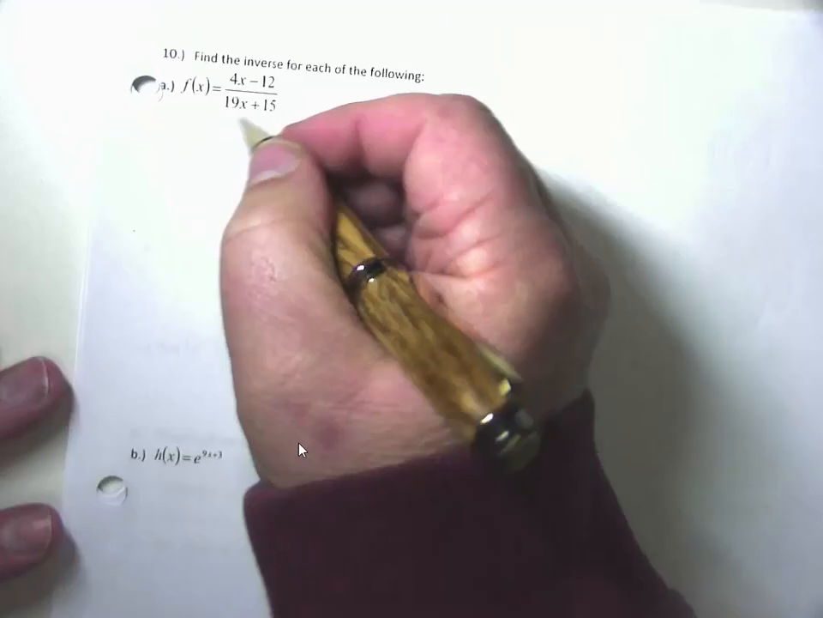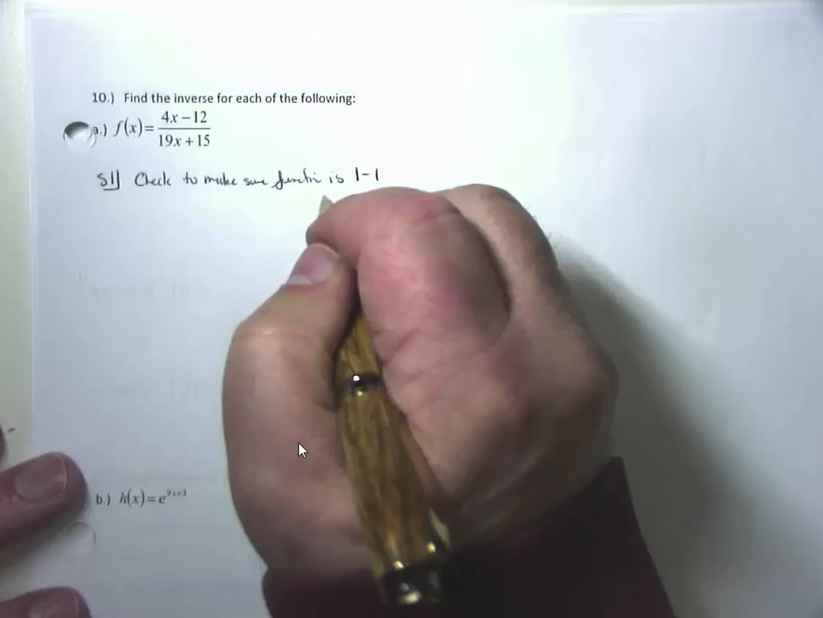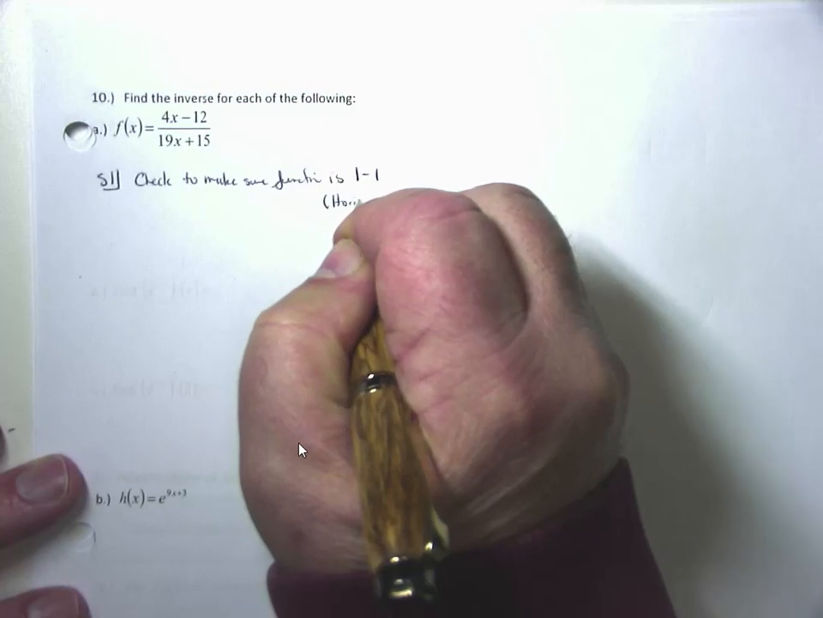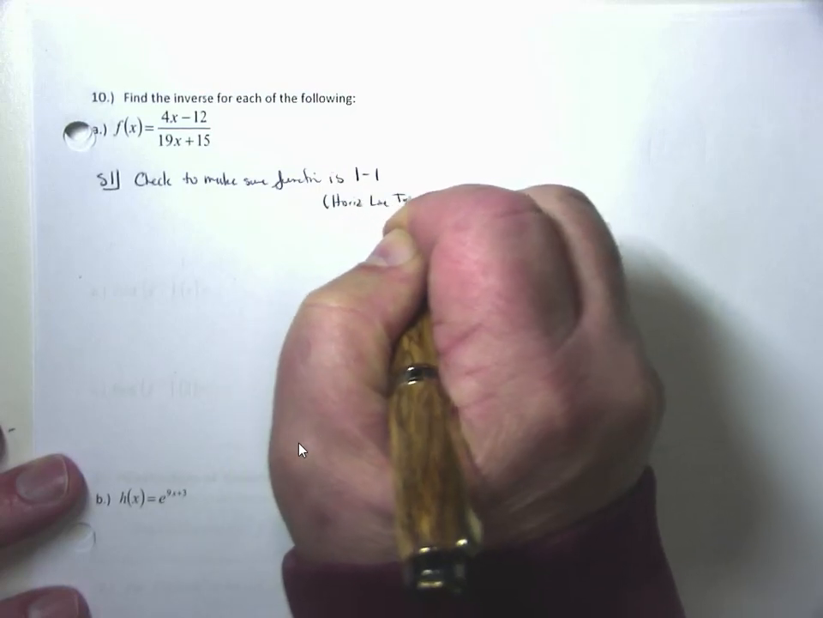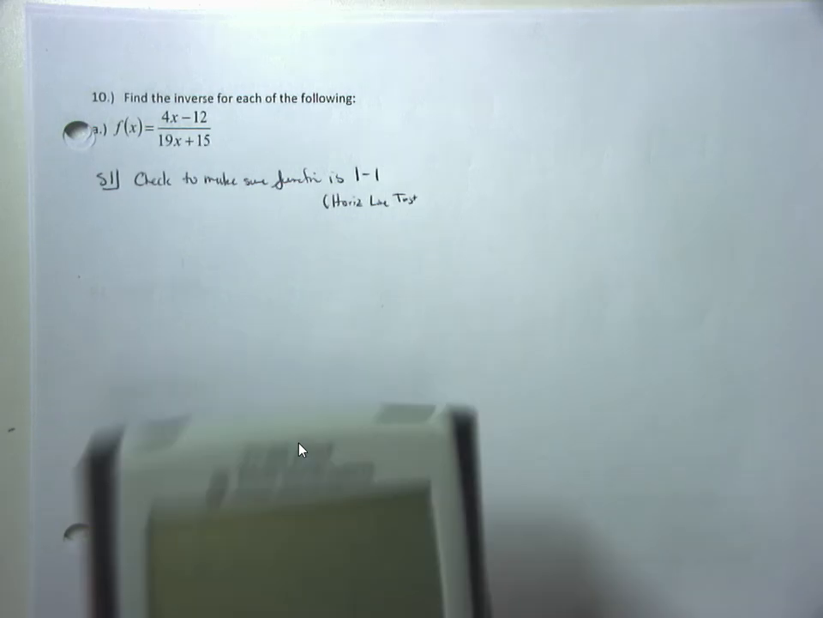If the inverse exists, the first thing you got to do, step 1, is you're going to need to check to make sure the function is what we call 1-to-1. And how do we check to see if the function is 1-to-1? That's called the horizontal line test. So the first thing I'm going to do is I'm going to graph this thing. I'm going to go use my handy dandy calculator over here.